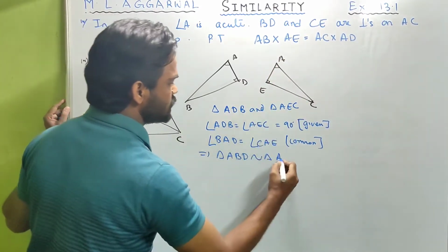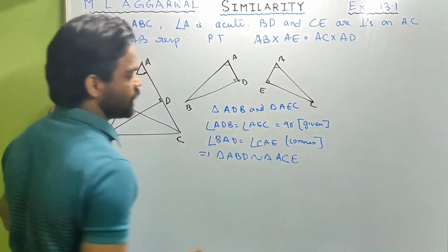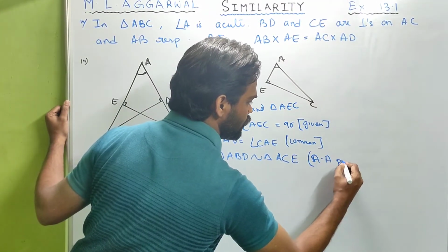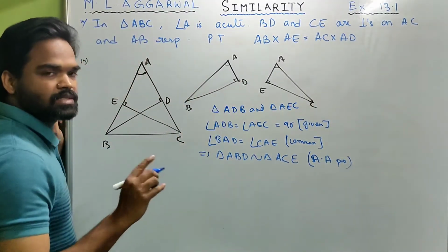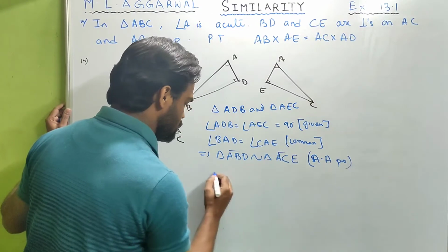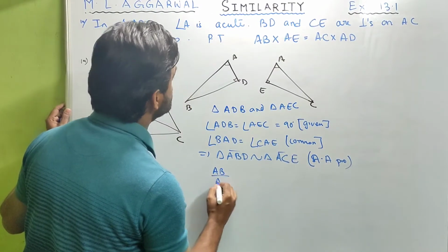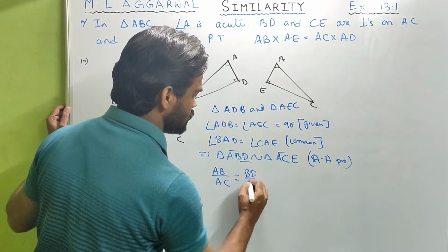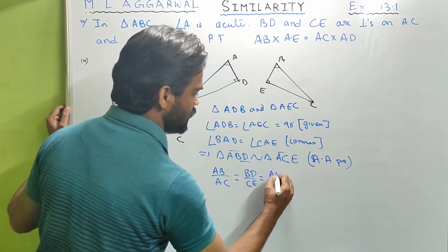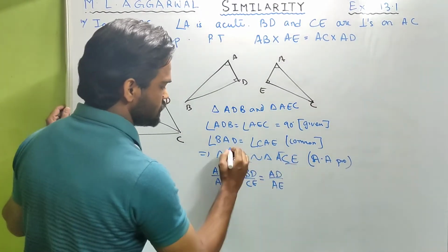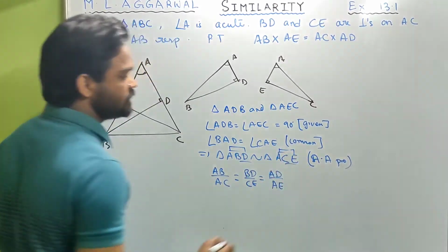B corresponds to C and E. Now, if these two triangles are similar, by this angle property, we can say that the sides are proportional to each other. The corresponding sides mean AB by AC is equal to BD by CE is equal to AD by AE. Just look carefully: BD, CE, AD, AC, AE.